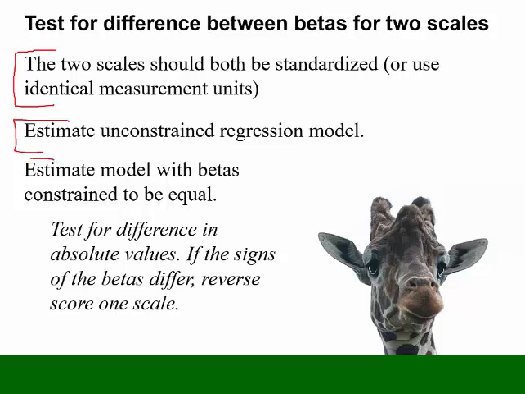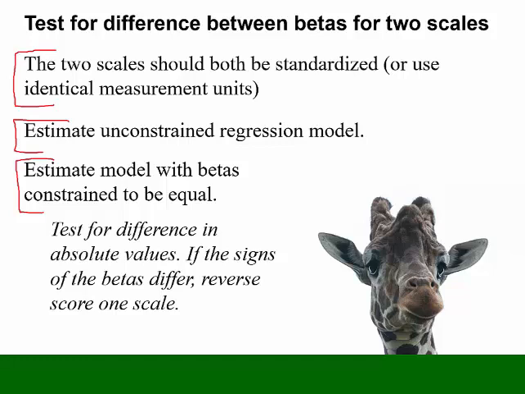Then you will put one constraint on your model. You will constrain your two betas to be equal to each other. And that will actually produce a model with 1 degree of freedom. When you put one constraint on, you will have 1 degree of freedom. And you will estimate that model with that constraint, and then use the chi-square test to see if you have a significant difference.